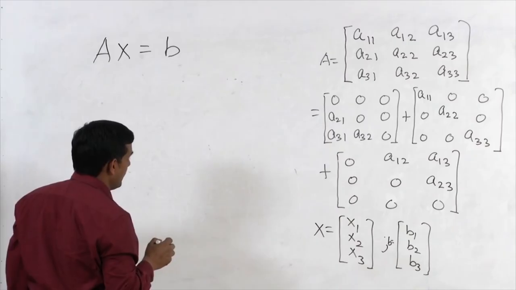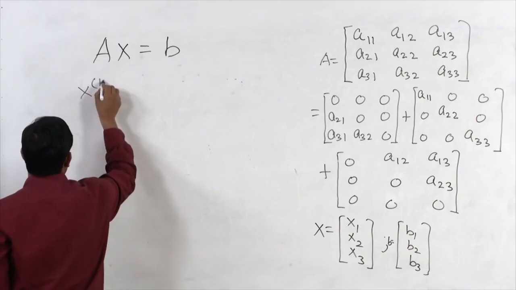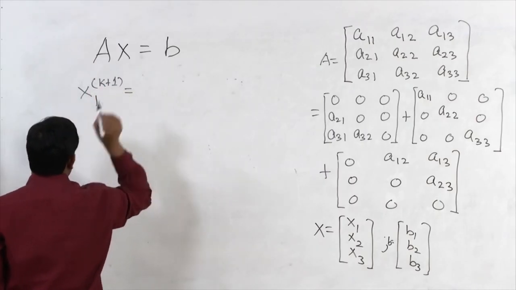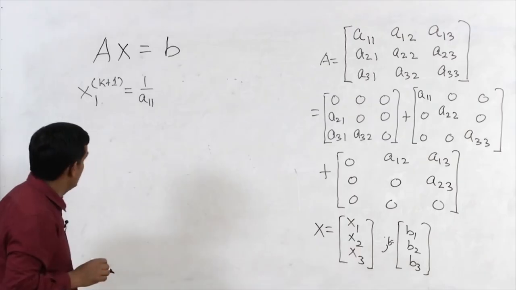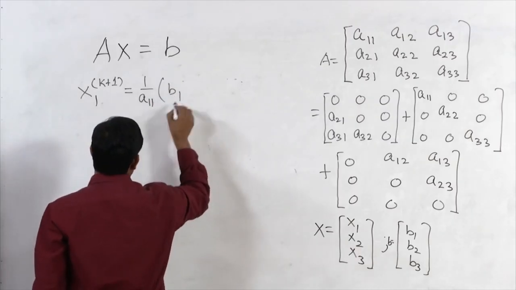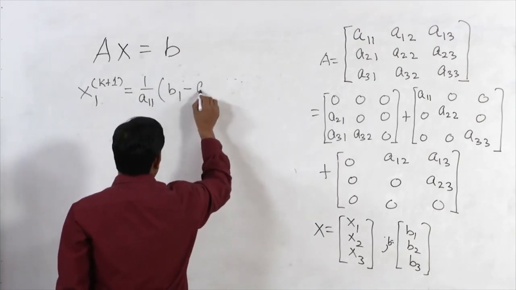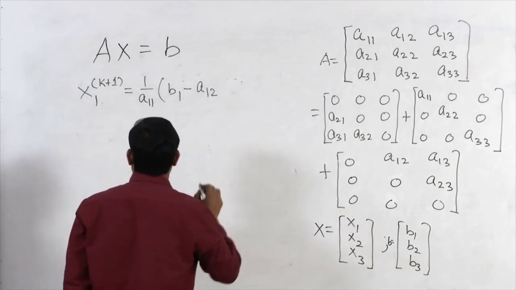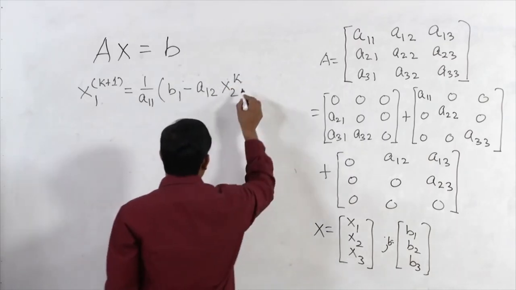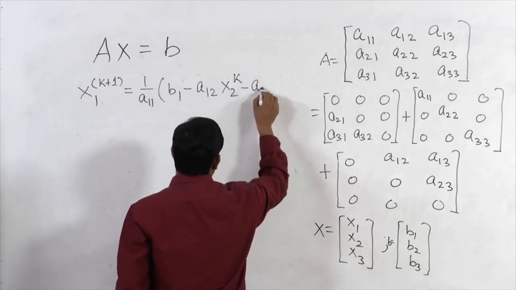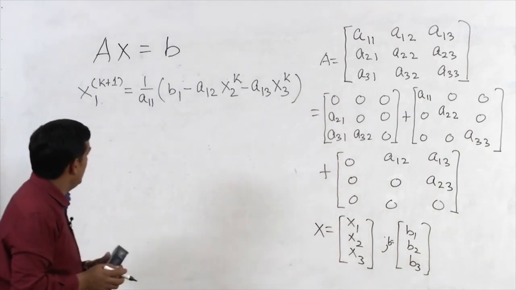The first equation can be written like x1 k plus 1 equals 1 upon a 1 1 into b 1 minus a 1 2 x 2 at kth iteration minus a 1 3 x 3 at kth iteration.